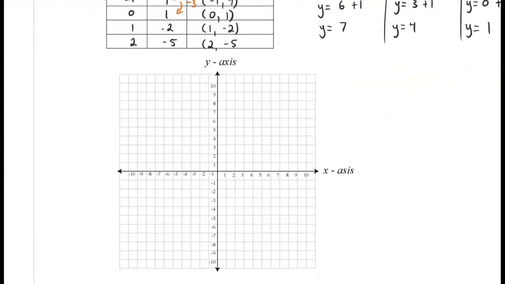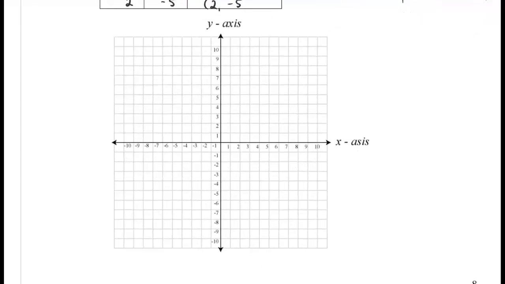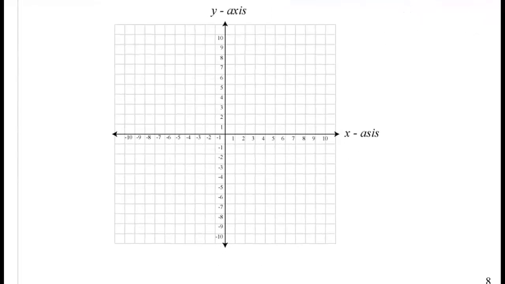So what I want you to do now is fill this graph in on your own, and I want you to look back at the notes that I posted to double check that you've graphed it correctly. So I'll give you time to do that now, pause the video, and then go over and check that you end up with the same graph as I do.